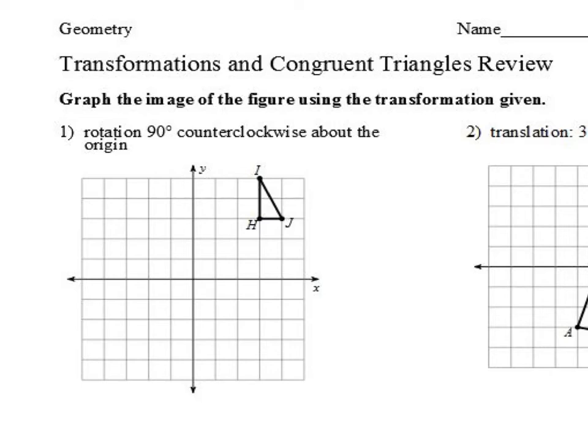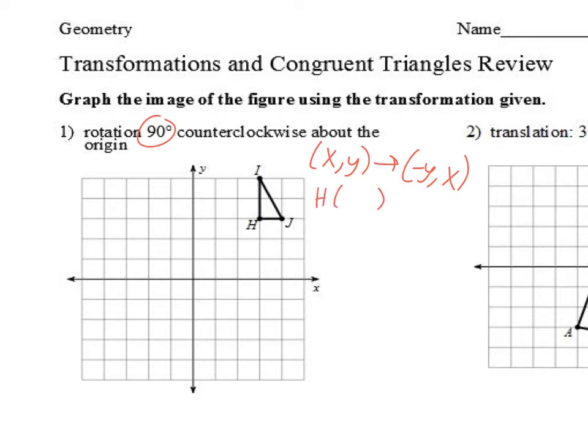Okay, so here's a little review video for the geometry, transformations, and congruent triangles. So start out with the transformations. The rules again for rotation, if we're going 90 degrees, is that every point (x, y) is going to become (negative y, x). So we're just going to take the original coordinates and apply that transformation to them.